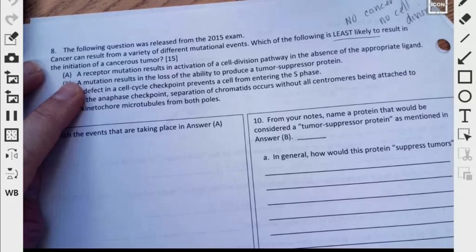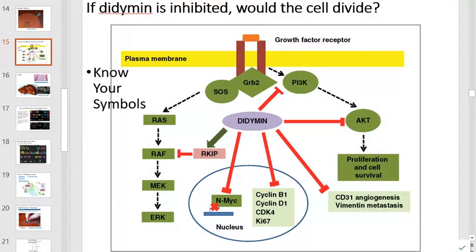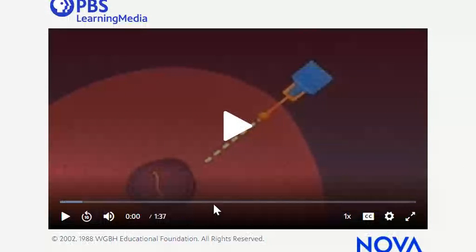Okay, so there's a lot you had to know here for this one. I want to show you this video real quick because I think this brings some really important ideas. Remember, I've said several times that cells should not divide until they get a signal to do so.